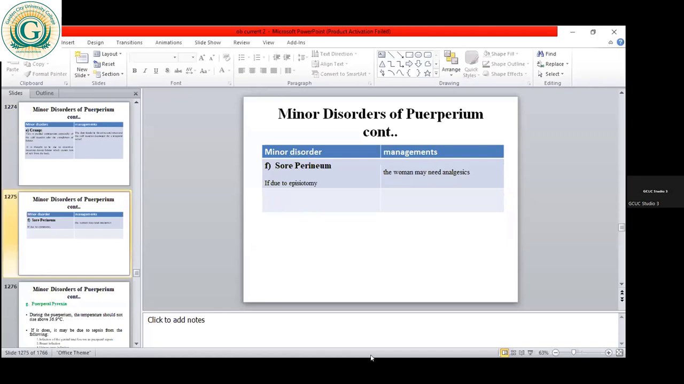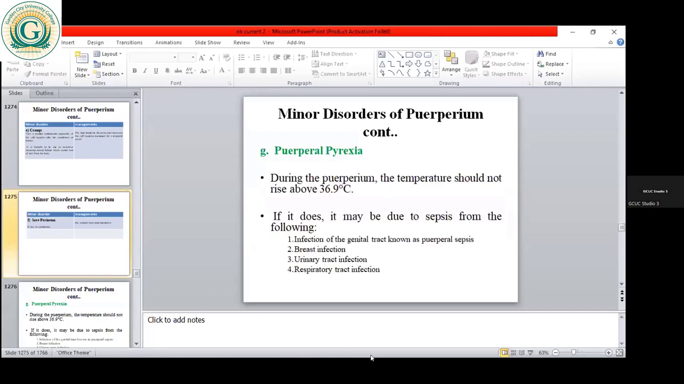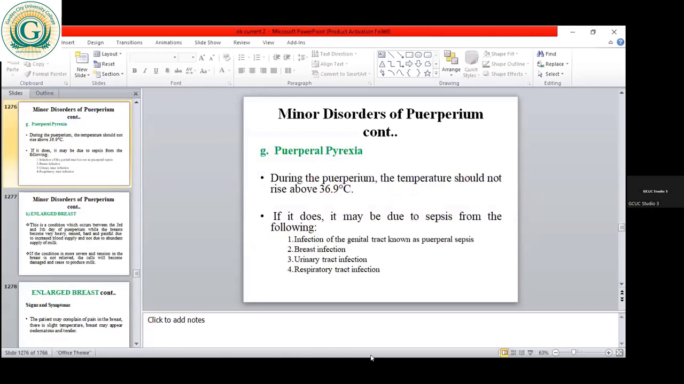Sometimes when the woman delivers, there will be some scratches here and there on the perineum. That's why they advise the woman to care for the perineum, either for some scratches or due to episiotomy. If there is pain, you just give analgesics.